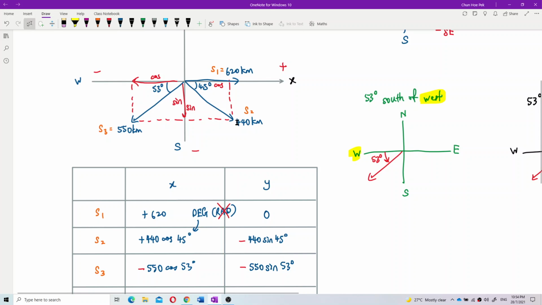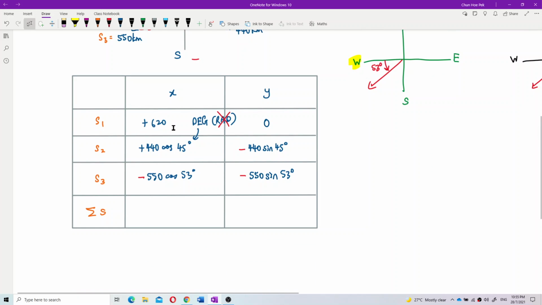For S2, maybe I can also draw it out. The x component is to the right. That's why the S2 x component is positive. But the y component is going downward like S3. That's why it is negative. So now you already resolve into components, S1, S2, S3, all in components. Now only you can total up the x and total up the y.